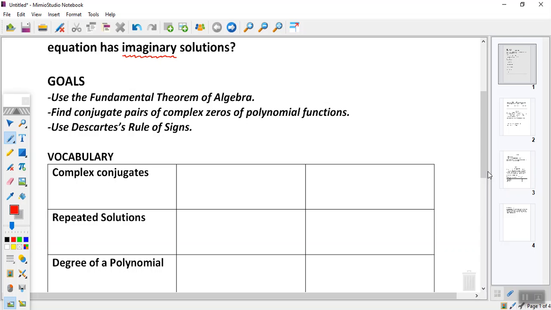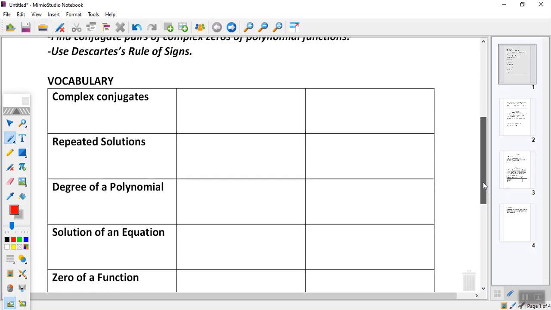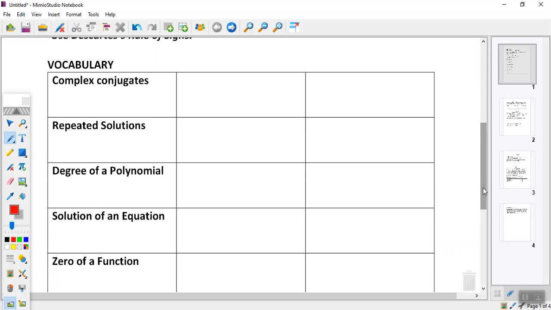Guys, conjugate again. If I have an expression, x plus 2, what's its conjugate? X minus 2. Yep. Okay. And then we're going to use what's called Descartes' rule of signs. I'll show you what that means in a little bit. All right, so those are the goals to accomplish today. Let's talk complex conjugates. If you have something like a plus bi, then the conjugate of that is a minus bi. All right, so you're going to see some of that today.